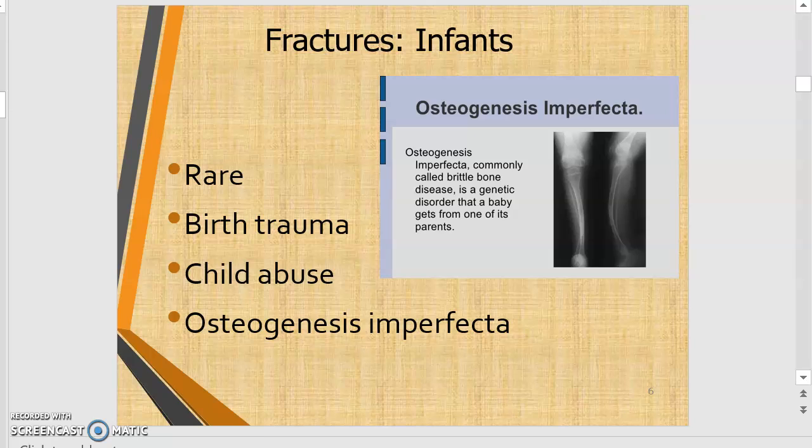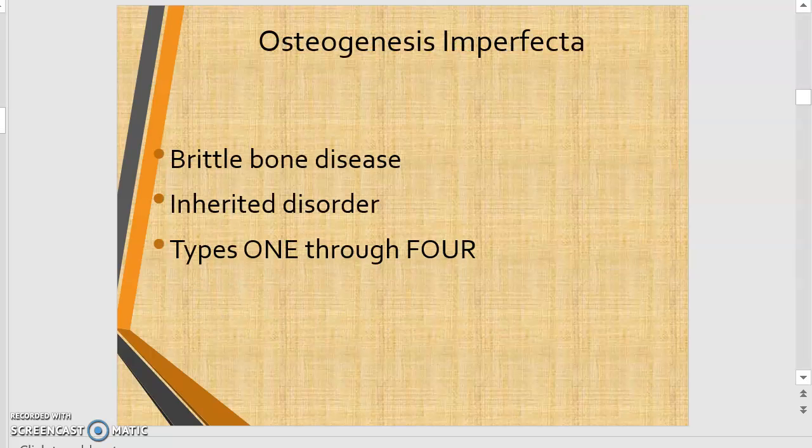We also have to think of fractures in infants as possibly birth trauma or child abuse. So whenever we see an infant with a fracture, we think about whether they had birth trauma that caused it, or child abuse, or osteogenesis imperfecta, which is, again, brittle bones related to a genetic disorder. Again, the types 1 through 4.